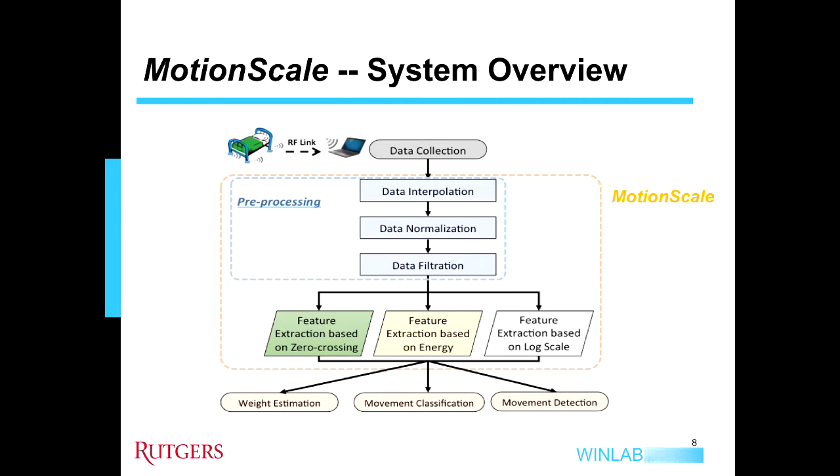I will just explain briefly. We have to do some pre-processing steps on these 4 signals to get them ready for our features to be extracted. These features are used to know exactly when we have a motion. That's the main idea of the first contribution in our system, which we call the motion scale. So we have 3 features: zero crossing, energy, and log scale. With these three features, we can detect movements. We can also classify. We have some ideas about classification, and we can estimate the weight.